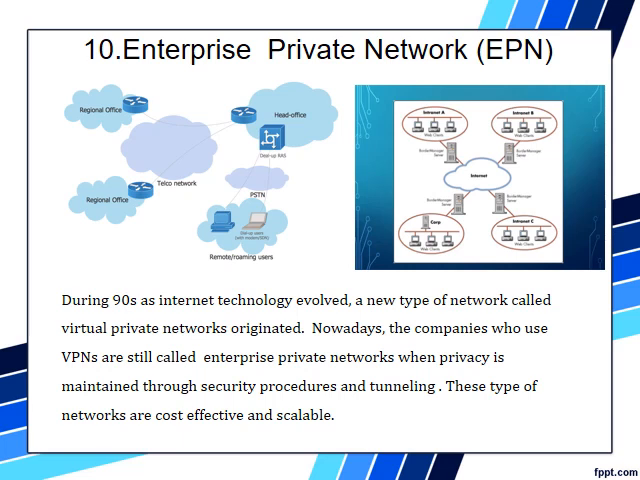The 10th one is Enterprise Private Network, EPN. During the 90s, as internet technology evolved, a new type of network called virtual private networks originated. Nowadays, the companies who use VPNs are still called enterprise private networks when privacy is maintained through security procedures and tunneling. These types of networks are cost effective and scalable.